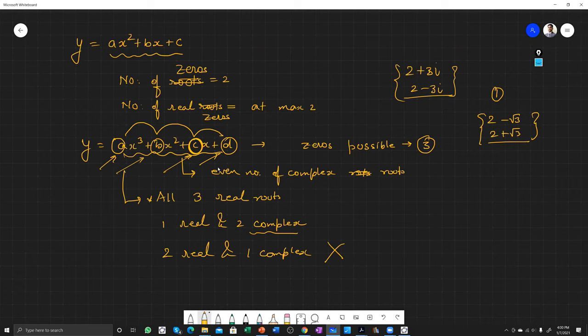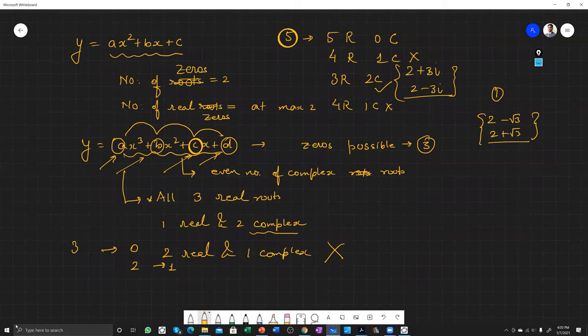So if the complex roots come in pairs, then out of three, either zero complex roots or two complex roots will be there. So only one is left for being real, right? Similarly, let's say the degree is five. How many real roots possible? Five real, zero complex. Can this be four real, one complex? Not possible. Then we have three real plus two complex, possible. Four real and one complex, not possible. Two real and three complex, not possible. One real and four complex, possible.